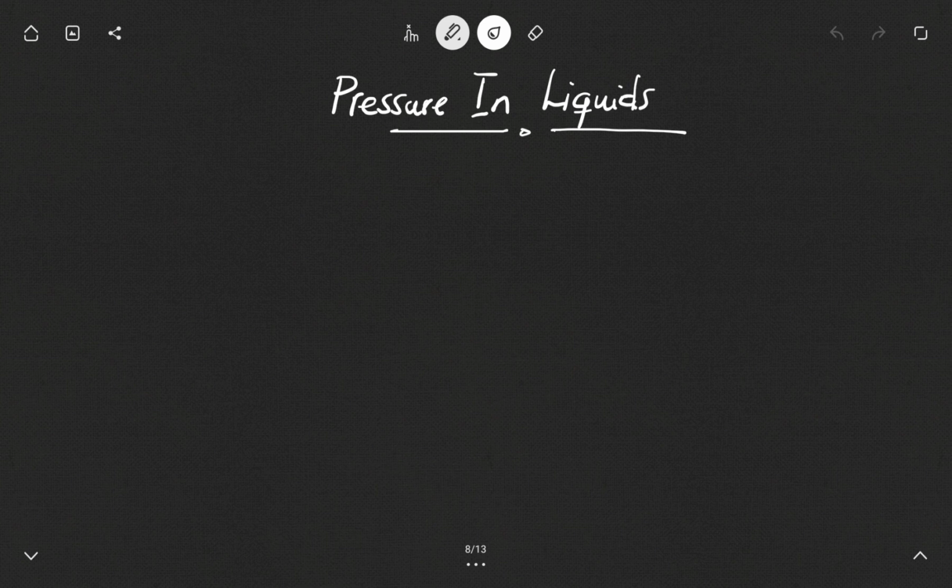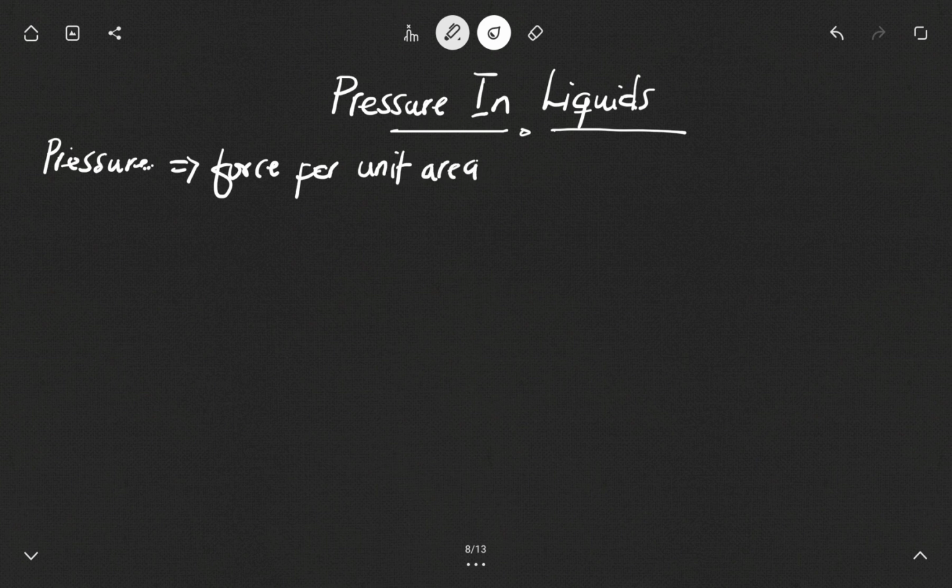So what is pressure? We know that pressure can be defined as the force per unit area, which means mathematically we can say pressure P is equal to force over area.